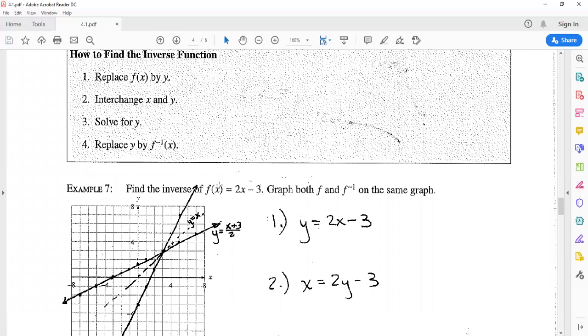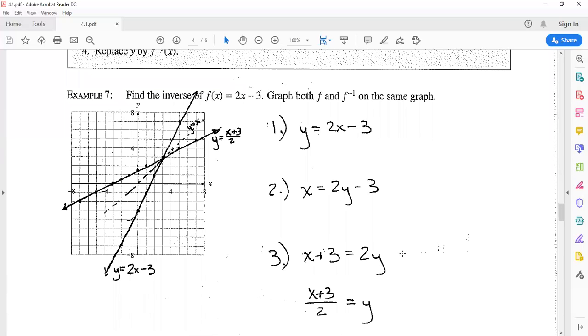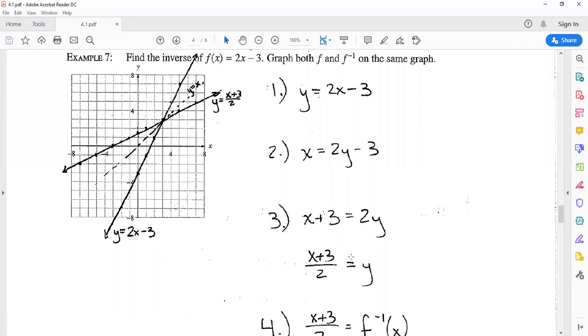So we have here f of x equals 2x minus 3. So let's first start with y equals 2x minus 3. And now let's interchange the roles of x and y. So we have x equals 2y minus 3. And now let's solve for y.